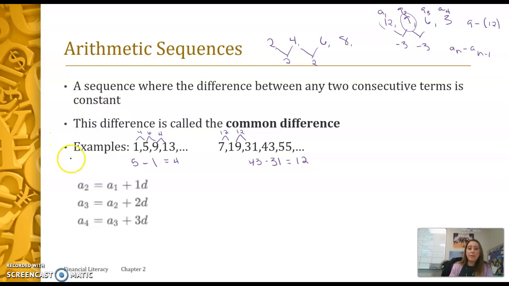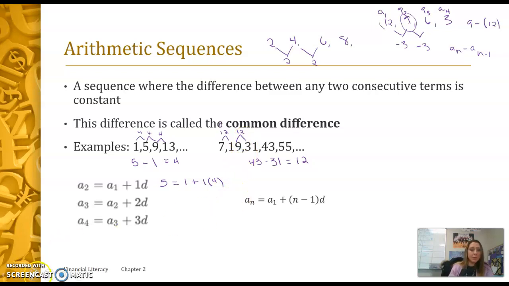So this is what I was talking about. If we were to look at this particular one, what I would do is say A sub 2, my second term, which would be 5, is equal to 1 plus 1 times my common difference, which is 4. So if we figure that out, 1 times 4 is 4, and 1 plus 4 is 5. So this is true. So now we have this formula for any particular arithmetic sequence.